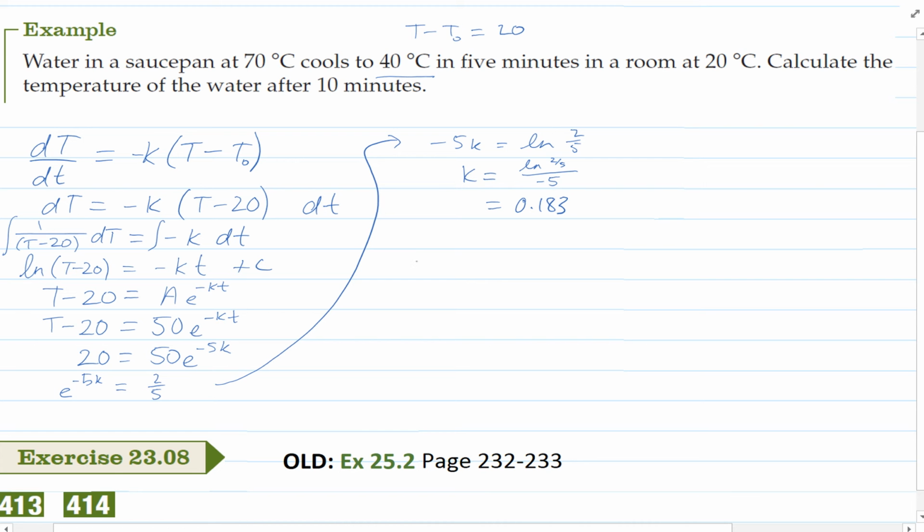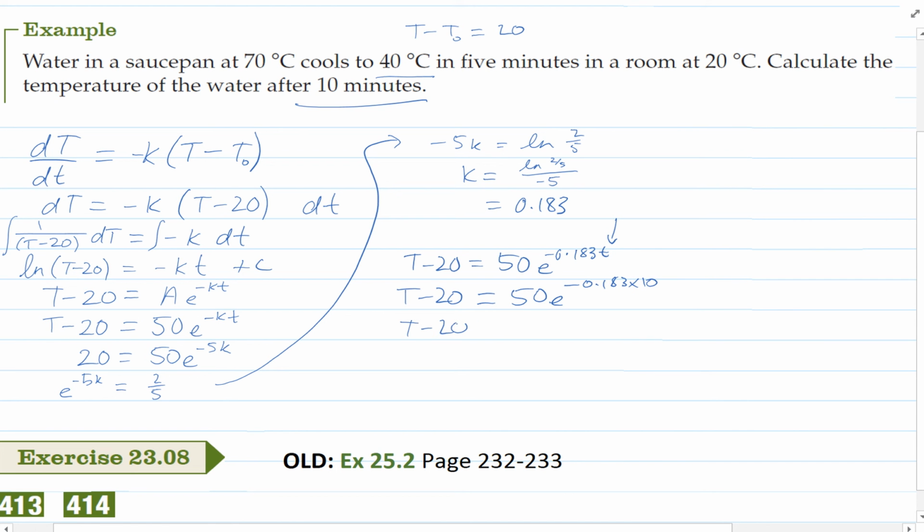So that means our model is going to be T minus 20 is equal to 50 e to the negative 0.183t. The question's asking what the temperature is after 10 minutes, so we need to put 10 in for t. The difference is going to be 50 e to the negative 0.183 times 10.